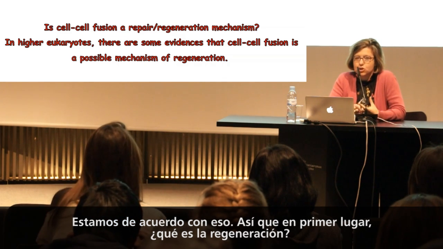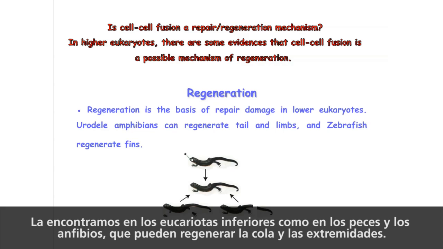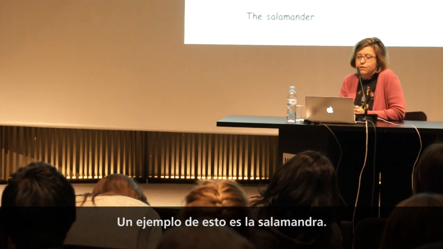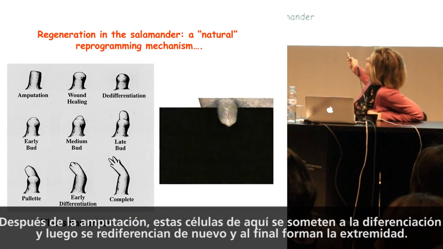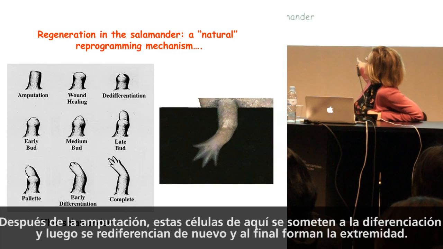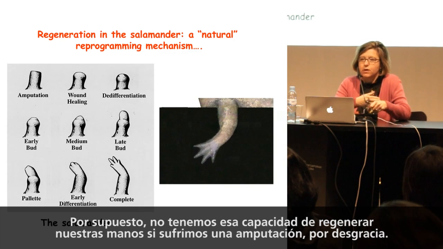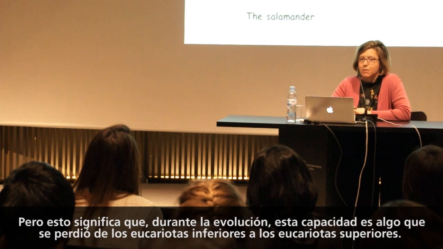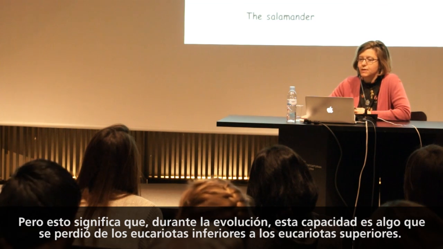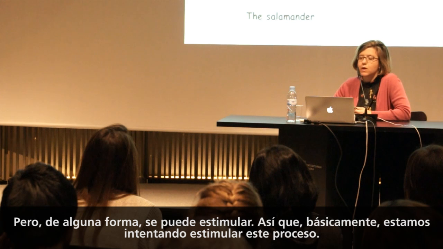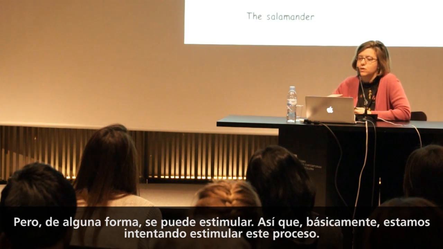So what is regeneration, first of all? It's something that in lower eukaryotes, like fish or amphibians, happens naturally. One example is a particular amphibian, the salamander. After amputation, these cells undergo dedifferentiation, and then they redifferentiate again, and in the end they form the limb again. Of course, we don't have this ability to regenerate our hands if we have an amputation, unfortunately, but this means that during evolution this is something that has been lost from lower to higher eukaryotes, but can in a way be stimulated. And so we are trying exactly this, to stimulate this process.